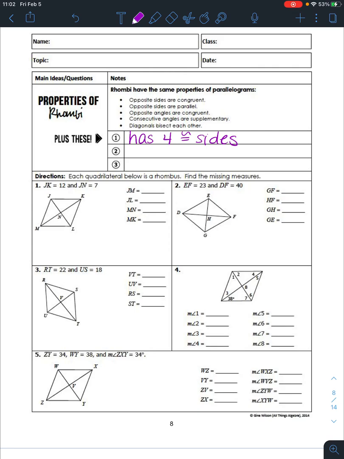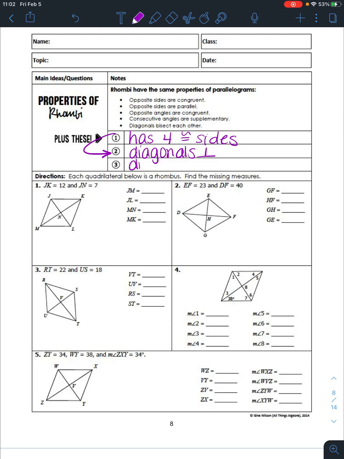Now, here's what happens: a rhombus by definition has 4 congruent sides. Since all 4 sides are congruent, that causes something to happen. When all 4 sides are congruent, it causes the diagonals to be perpendicular. All 4 sides being congruent causes those diagonals, when they cross, to cross at right angles.